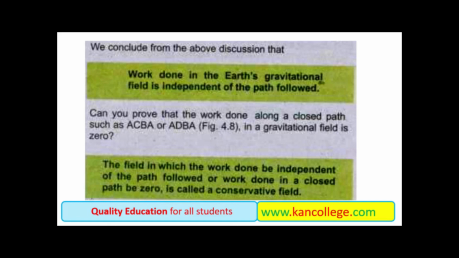And can you prove that the work done along a closed path such as A to C, C to B, B to A, or A, D, B, A in a gravitational field is zero? Yes, we can prove that. The work done in moving in the upward direction will be equal in magnitude to the work done coming back to the initial position A, but negative. If one is negative, then the other will be positive. The sum of the two will be equal to zero. The field in which the work done is independent of the path followed, or the work done in a closed path is zero, is called a conservative field.